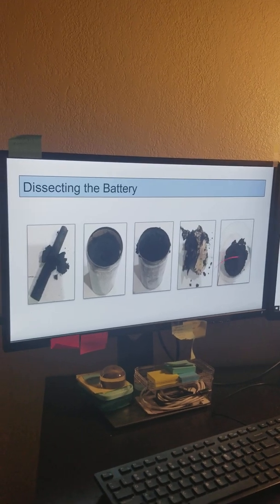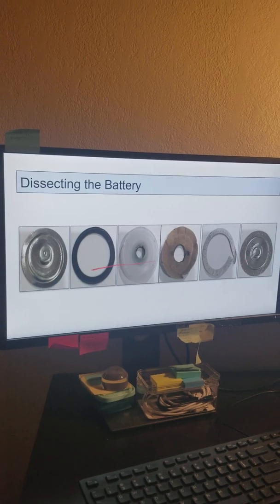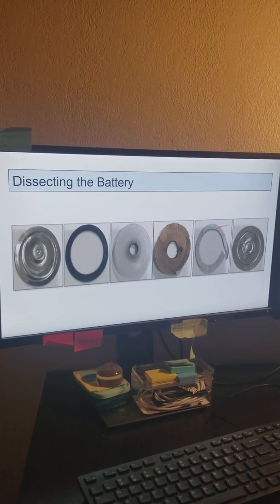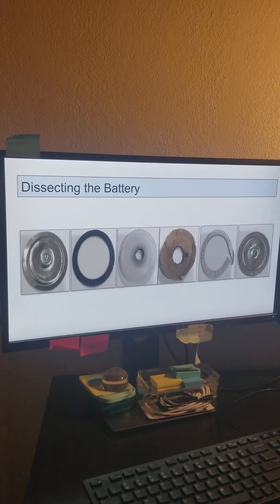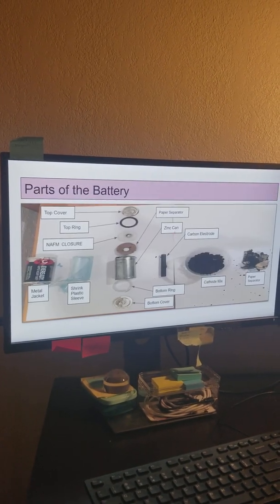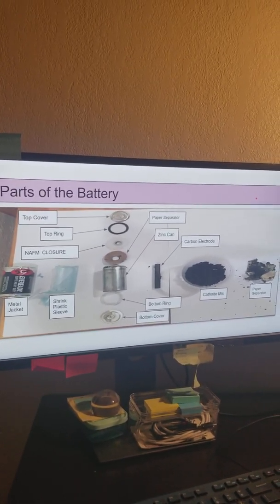Here's the normal paste. And then here are some parts of the battery. Here are the metal parts, a paper part, two of them are plastic, and one is cardboard. Over here are the parts of the battery, which I'll give you a sec to stare at.